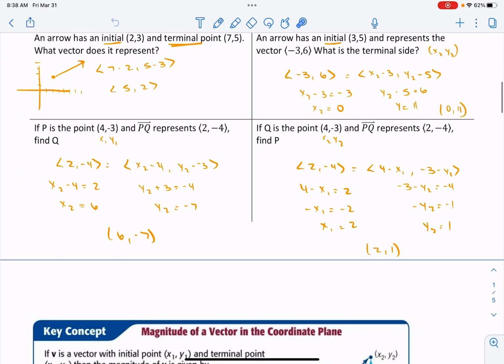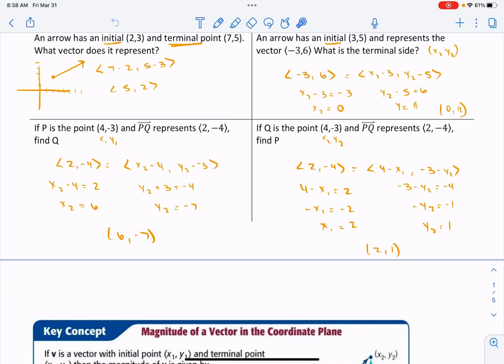Let's try the next one here. If P is a point at (4, -3), and you have a vector that's represented by this, that tells us that this is our initial point because it's starting at P. We're looking for the terminal point. So notice it's kind of the same question as the previous one, but they gave us different information. But we're still going to do the same concept.